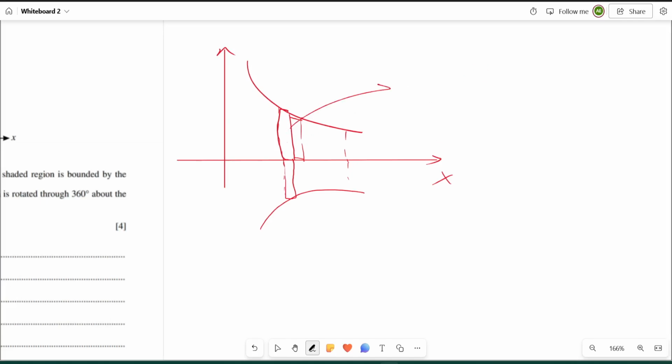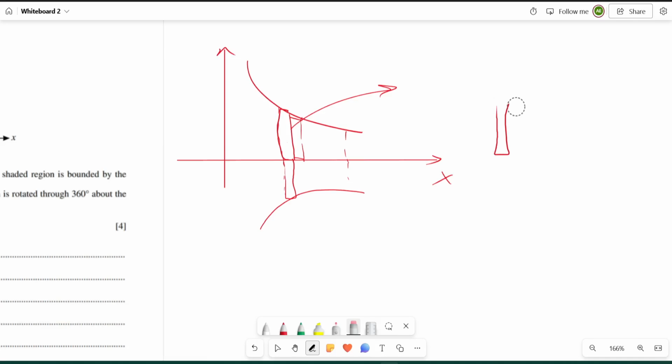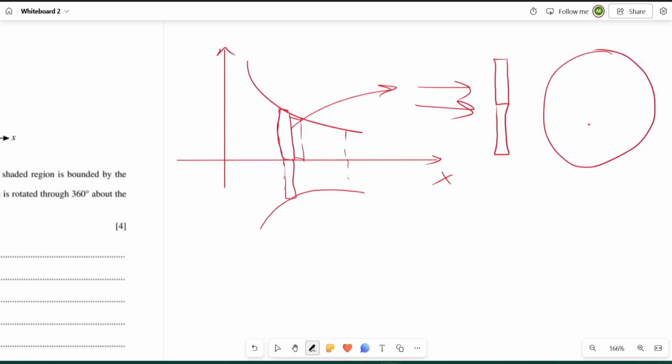If we take this part outside, it's basically something that is like this. And when you rotate it, it's going to become basically a disc with this part in the middle not there. Anyways, so this disc, if I look at it from this view over here, is going to be something that looks like this, right?